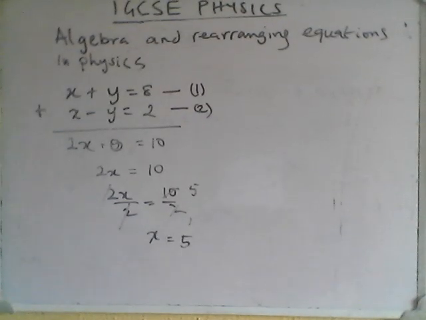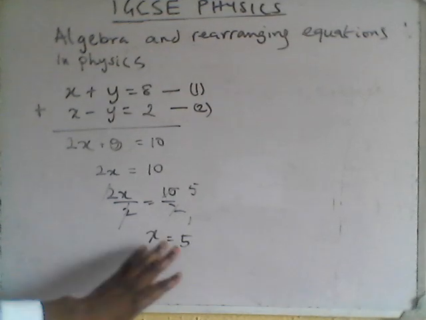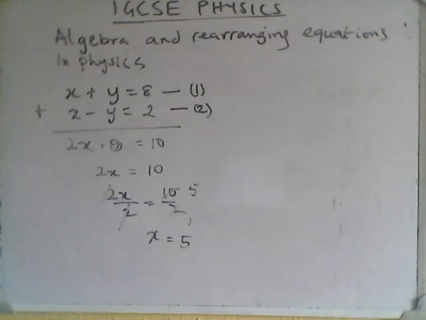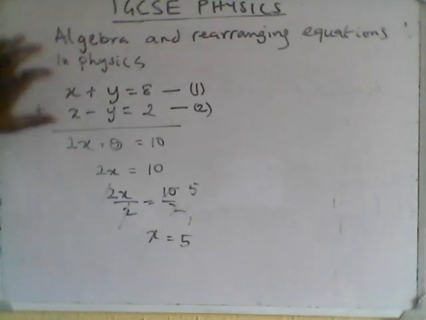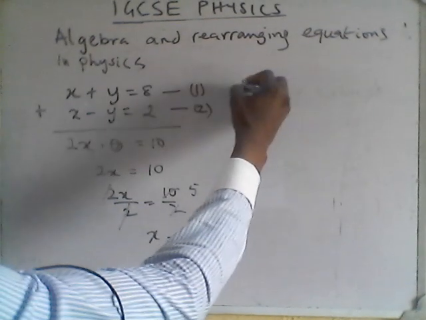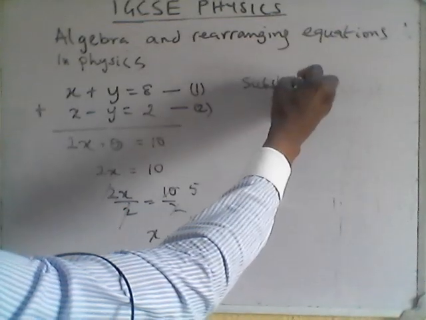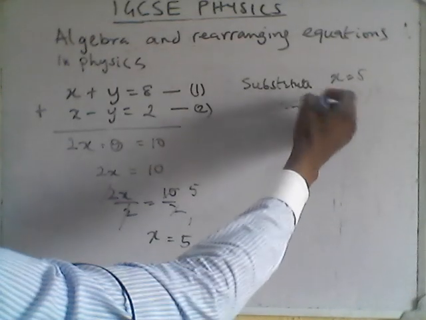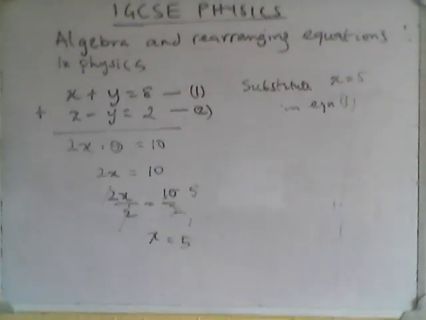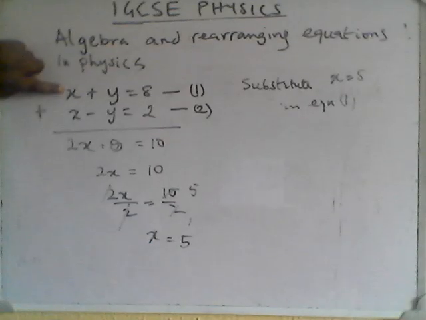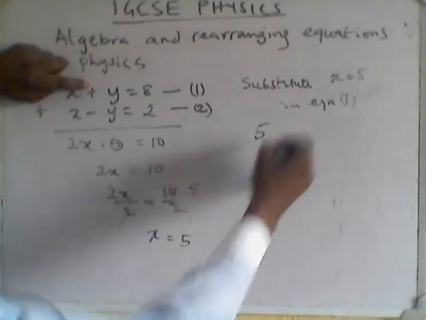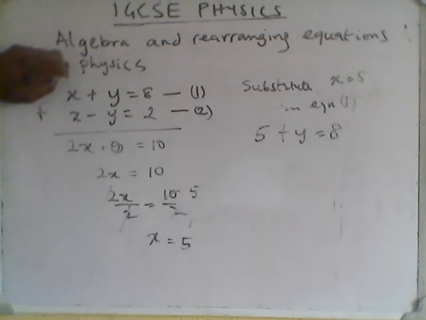So I have gotten one variable here. What I need to do is to substitute this variable into any of these equations to get the second variable. You know we have two variables, x and y. I've gotten x first, but to get y, I will now substitute x is equal to 5 in equation 1. I can take any one, but I'm taking equation 1. Where I see x, I put 5. So I have 5 instead of x, then plus y is equal to 8.